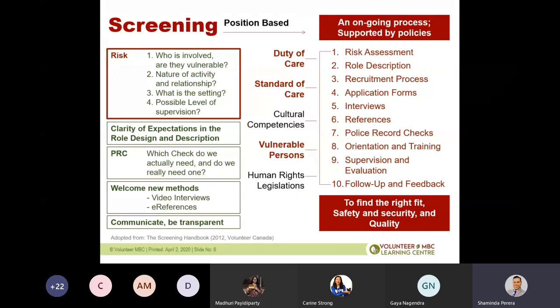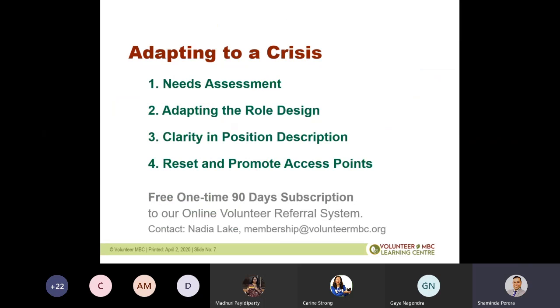And how do we apply duty of care, standard of care, to do our due diligence, so we can have a deeper discussion, and we do have a segment for you to ask our questions. But before that, I hand over to Robert, who will talk about, when it comes to drafting your position description, what can you do to adapt to the crisis that we have at hand? Robert, over to you.